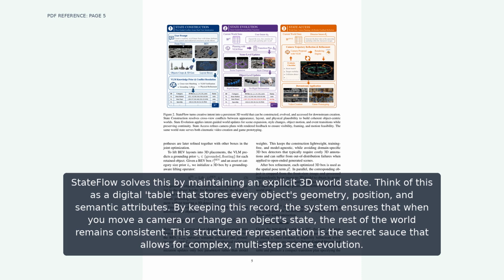StateFlow solves this by maintaining an explicit 3D world state. Think of this as a digital table that stores every object's geometry, position, and semantic attributes. By keeping this record, the system ensures that when you move a camera or change an object state, the rest of the world remains consistent. This structured representation is the secret sauce that allows for complex, multi-step scene evolution.